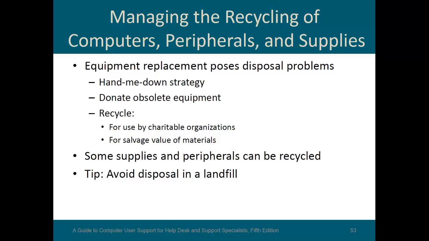Managing recycling of computers. This is an important thing. There are state and federal laws that keep you from throwing things in landfills anymore. You can dispose of them by handing them down to other people. You can donate them or use a responsible recycler. Some supplies cannot be recycled, however.